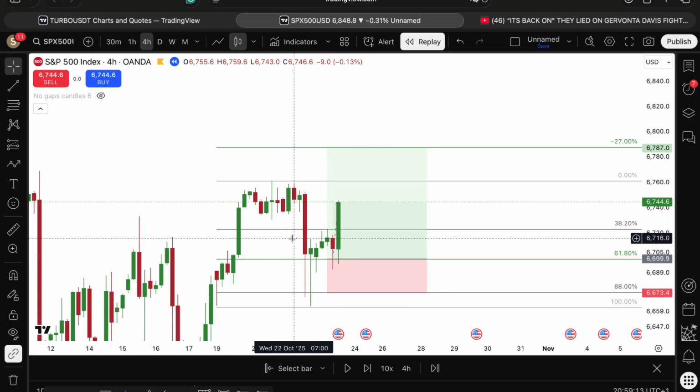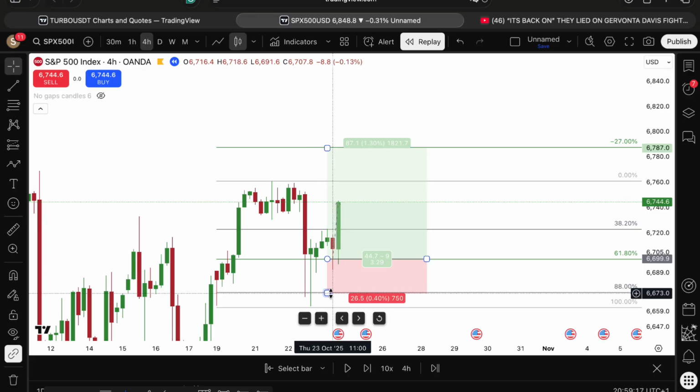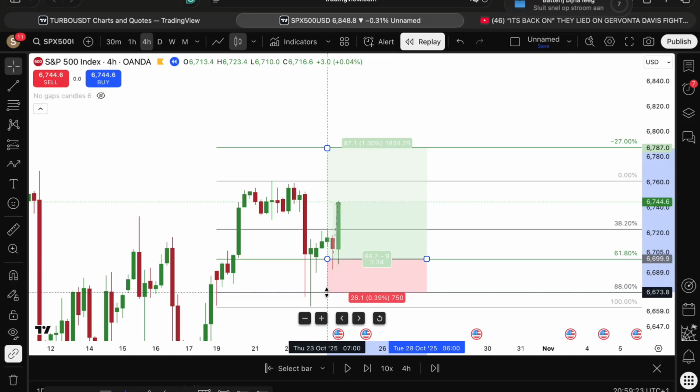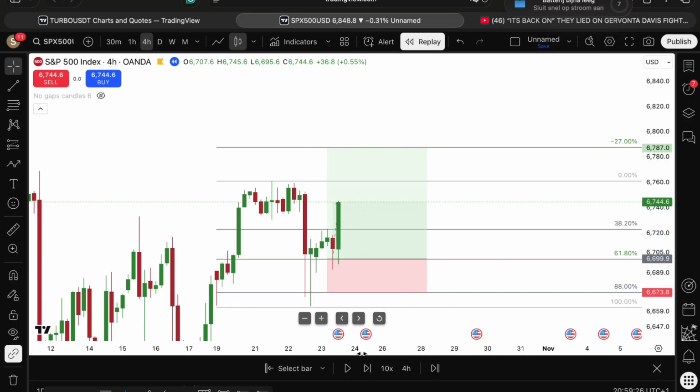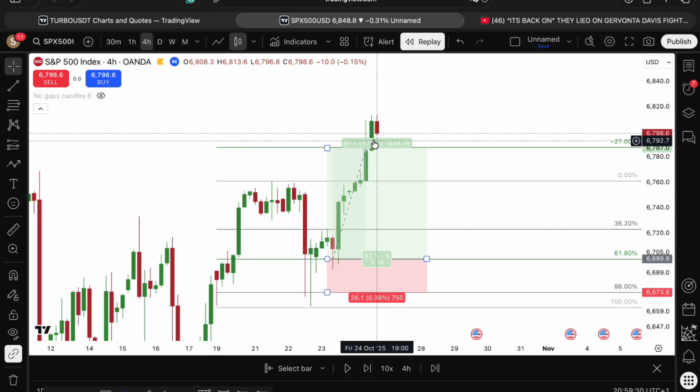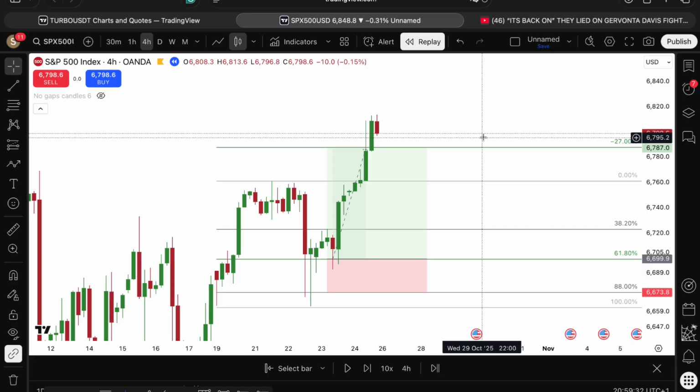And as soon as price breaks and closes above the 38 level, I can now move my stop loss to my entry point to create a risk-free trade. Right now, we are just waiting until our take profit gets hit. And as you can see, our take profit has been smashed. So this was the breakdown of the 1 to 3 on S&P 500.